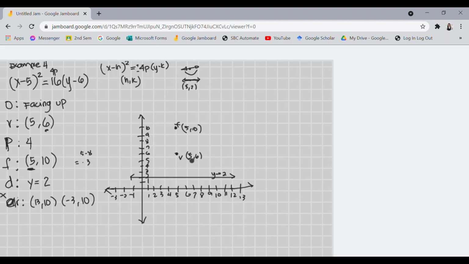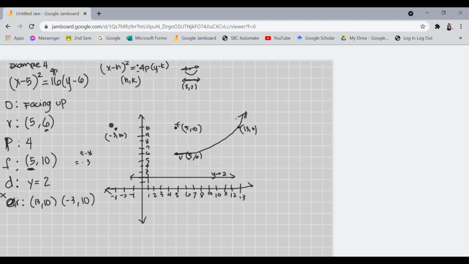Okay? And then the endpoints of your latus rectum, from your focus, you are moving 8 units to the right side. So that gives us 1, 2, 3, 4, 5, 6, 7, 8. Or simply, 5 plus 8, that gives us (13, 10). And then on the left side, 8 units again. That is 1, 2, 3, 4, 5, 6, 7, 8. That gives us (negative 3, 10) as our point. And then if we connect this, your parabola probably looks like this.